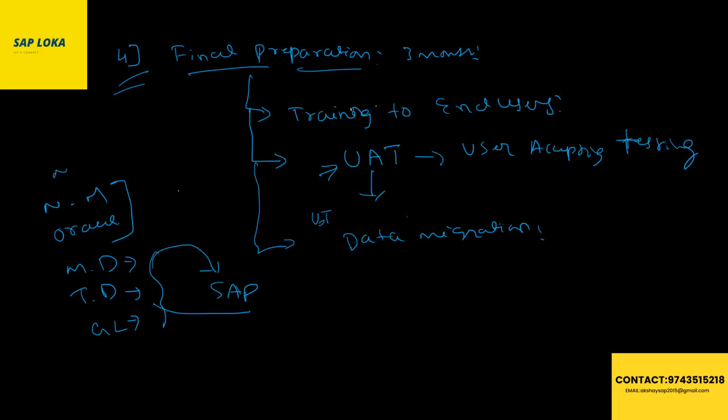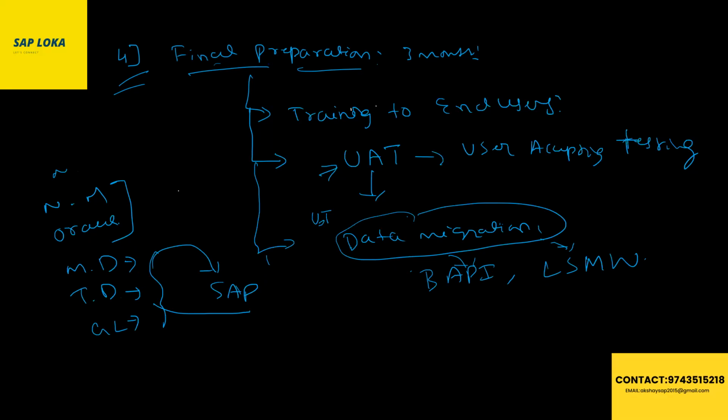How are we updating? Here some methods will come. We'll use LTMC, BAPI, and LSMW. These are the tools. Using these, we will update the master data into SAP. This data migration will happen in this phase only, final preparation, because after this they will go to the live production system. Before that, in this phase only, they will do the update.